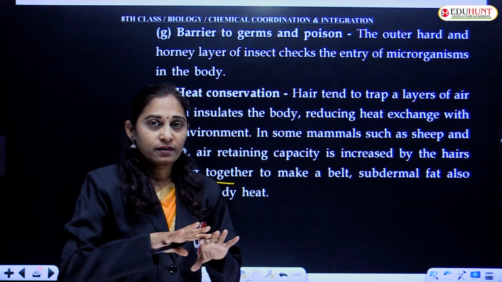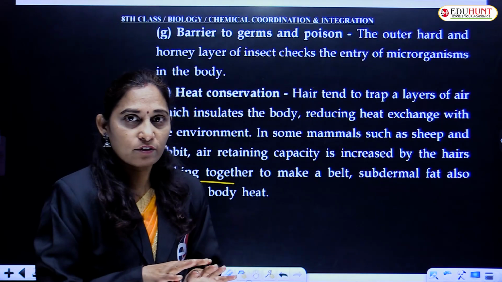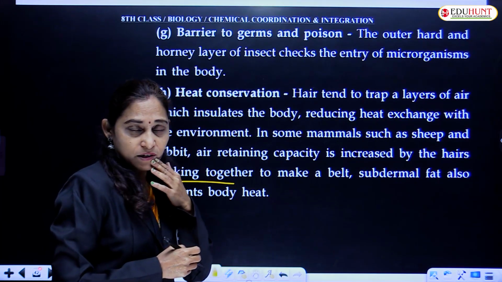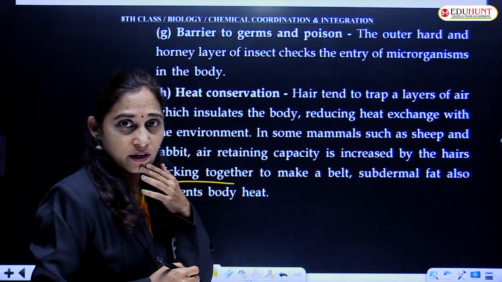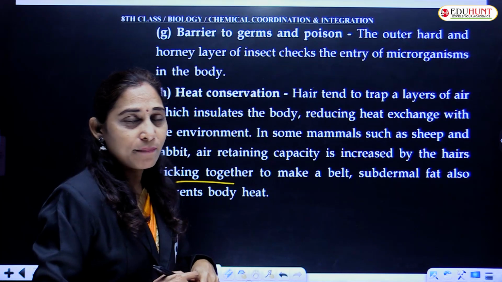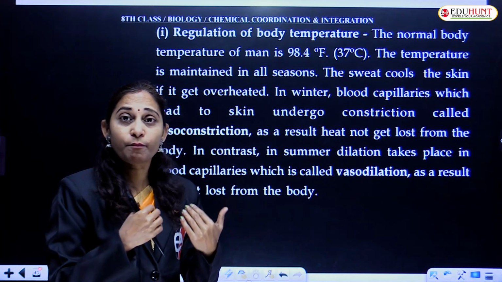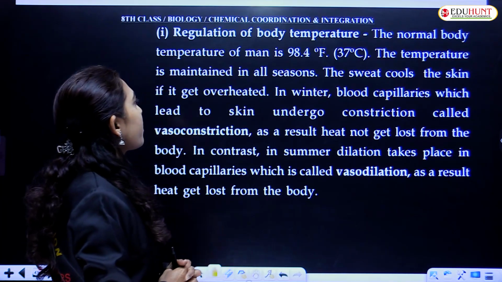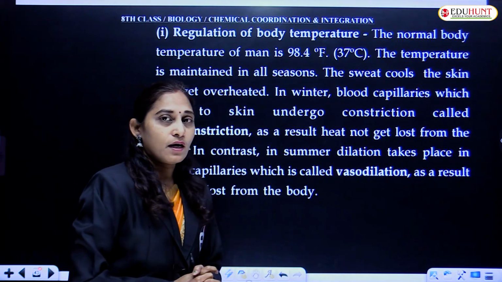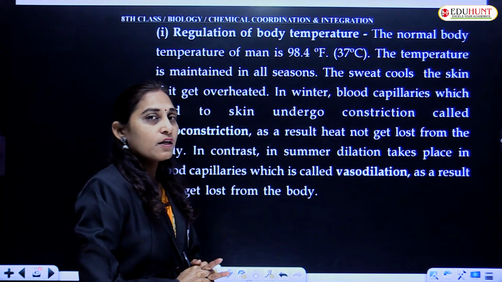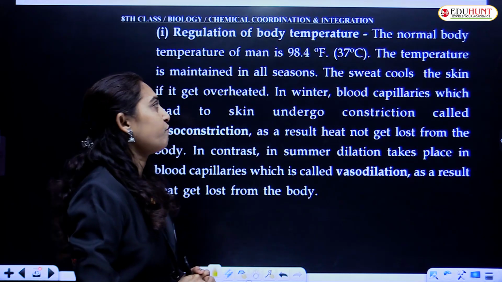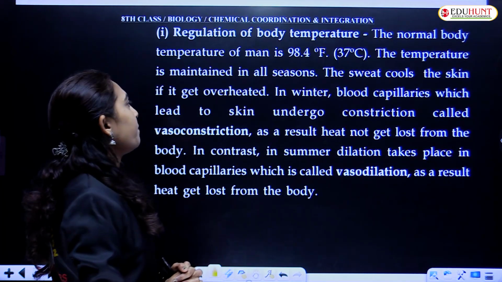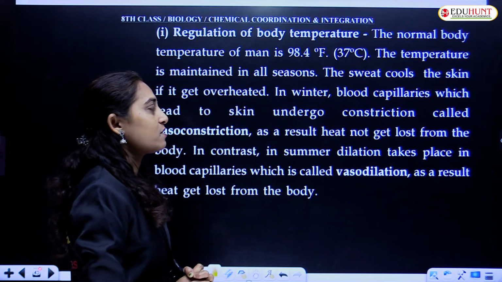The hair that sticks together forms a belt, and the subdermal fat, the fat produced by the sebaceous glands that we discussed, we called blubber, also protects the body from heat. Next, regulation of body temperature. Our body temperature is 37 degrees centigrade. In Fahrenheit it is 98.4 degrees F. The temperature is maintained in all seasons.